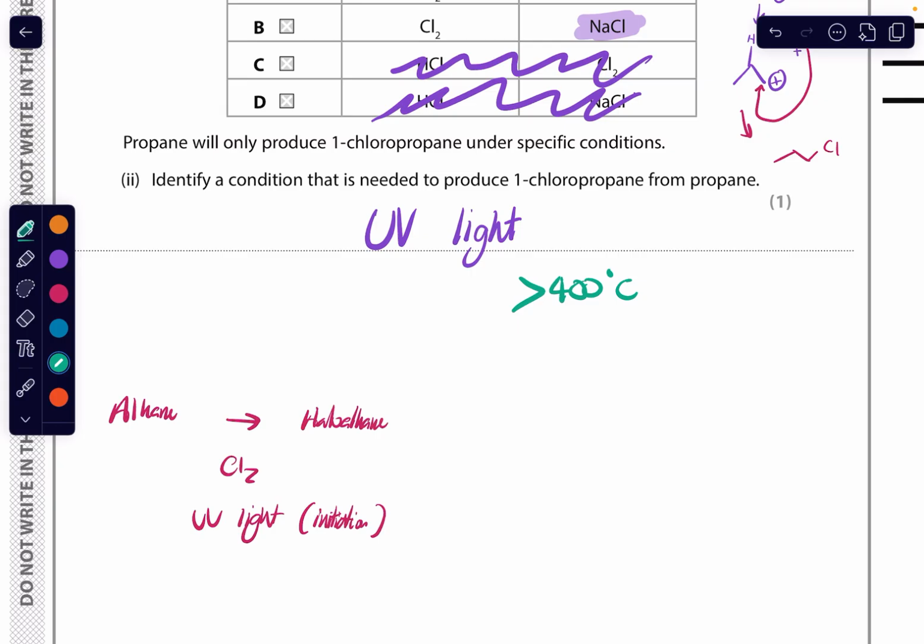But the most important one here is actually UV light. Believe it or not, you could also say sunlight. That does give you a mark as well, but I've just taught you UV light. It's just easier to remember.